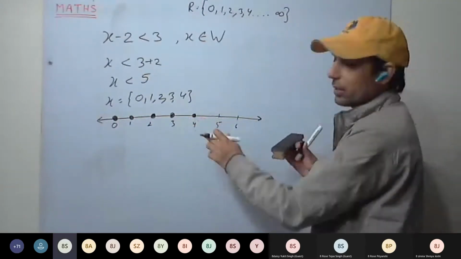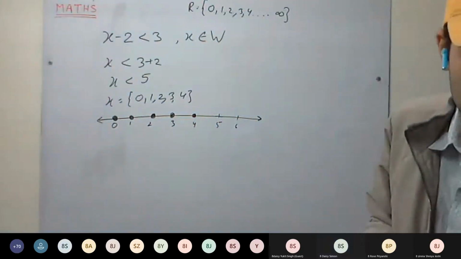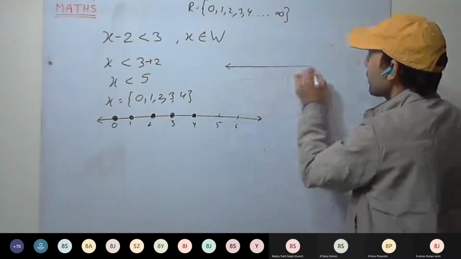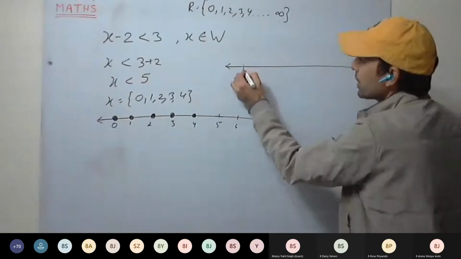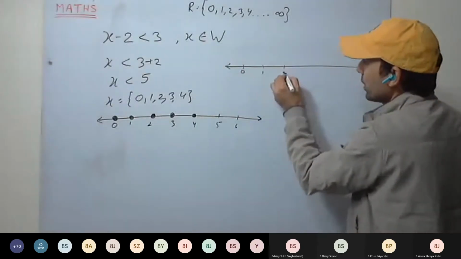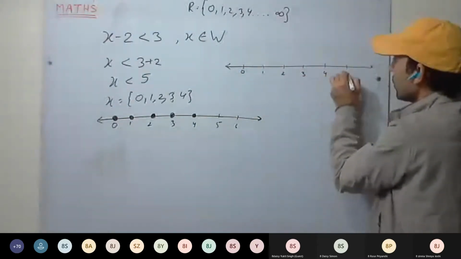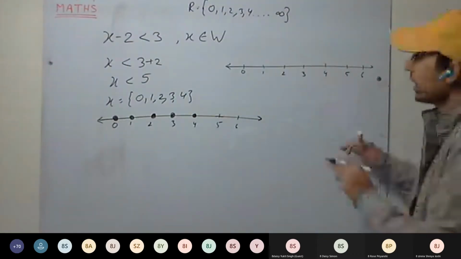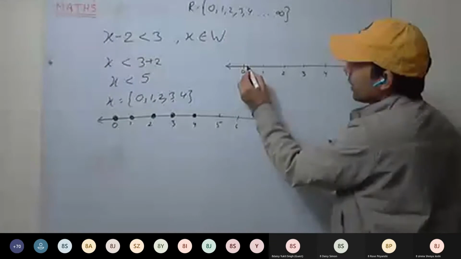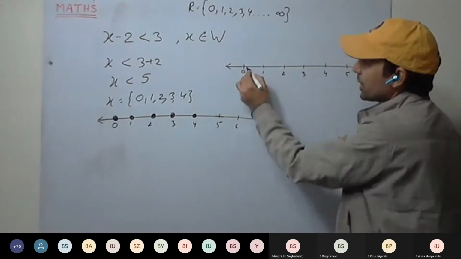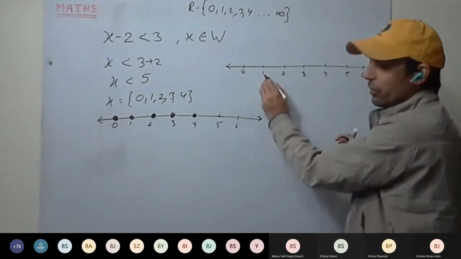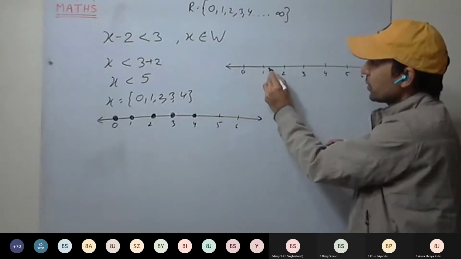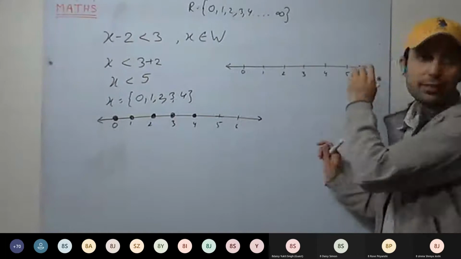Sir, I didn't understand this number line graph. Okay. See here, number line, what is there? We can put numbers on the line. This is 0, 1, 2, 3, 4, 5, 6. Like you are having a scale, it is a kind of a number line. In between 0 and 1 as well, there are infinite numbers. Yes, there are infinite numbers between 0 and 1. 1 and 2, infinite numbers. Infinite numbers here, infinite numbers here.